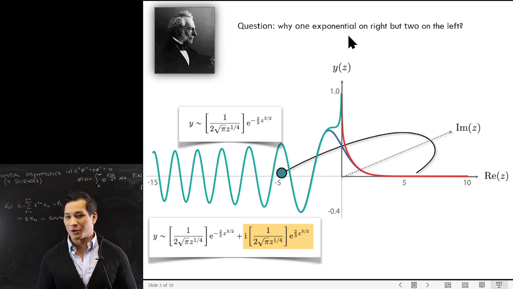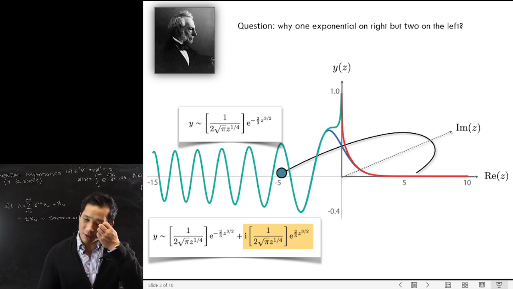And the answer that we know now is that there is Stokes phenomenon going on. My approximation on the right is indeed this exponential decay term. But as I move around in the complex plane, at some point I'm going to switch on the secondary exponential. And Stokes had done this analysis with the integral equation.